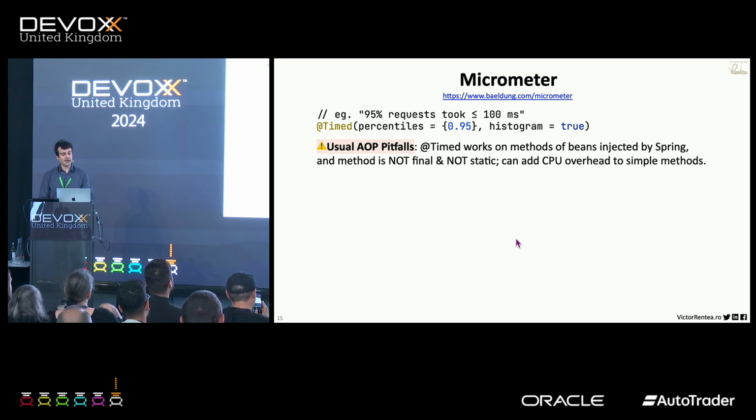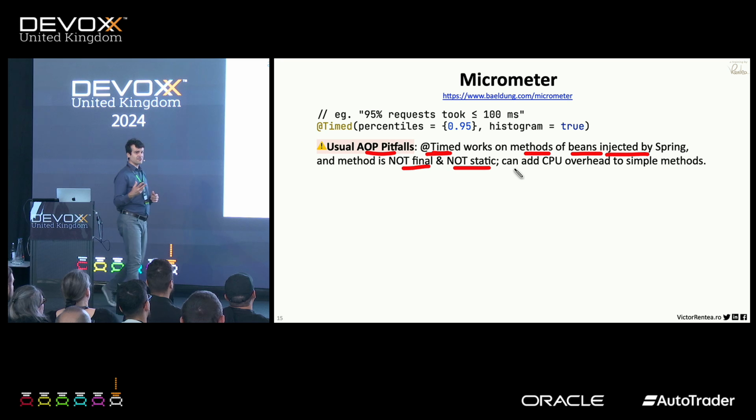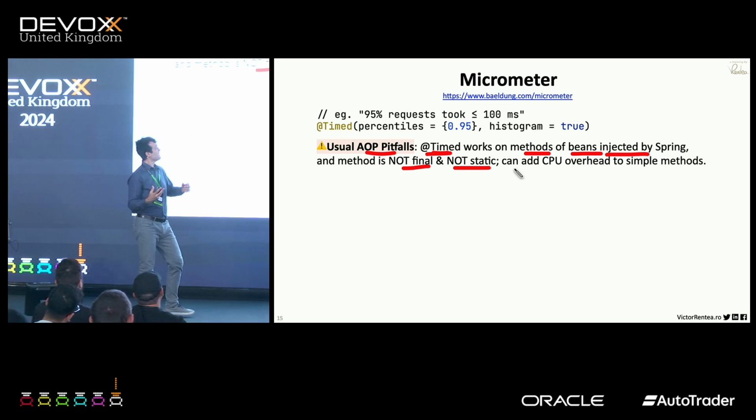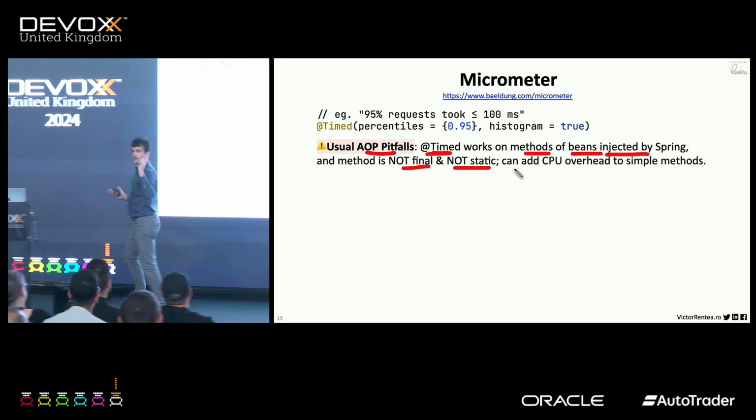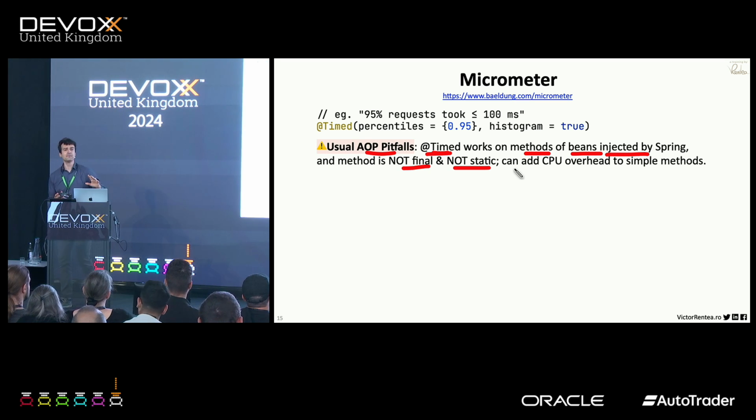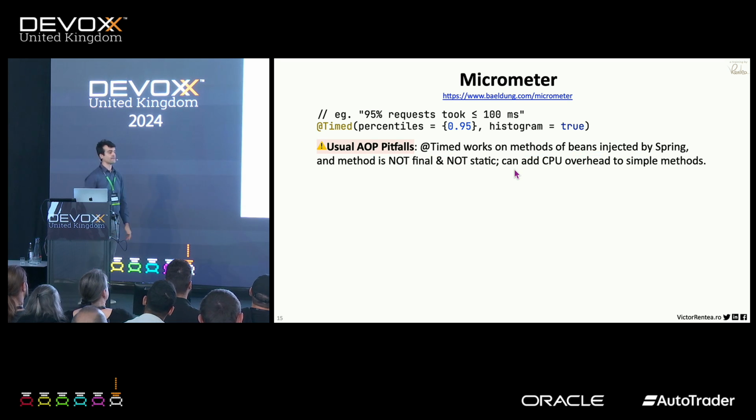But every time you use aspects and magic, I want to warn you that these annotations, in general, in any DI framework, work only on methods that are on beans that are injected by the framework. The method should not be final nor static. So this magic comes with some tricks, plus the fact that the actual aspect can hurt performance. If you put it on a method that by default takes less than a millisecond, the aspect itself is going to hurt performance.